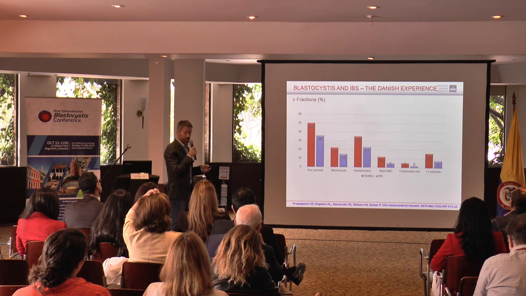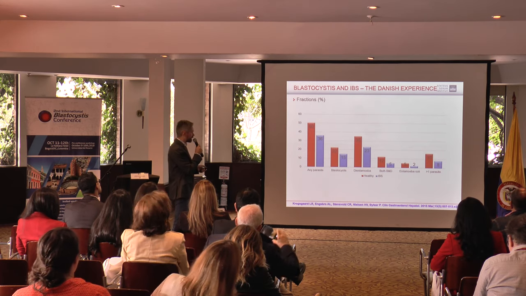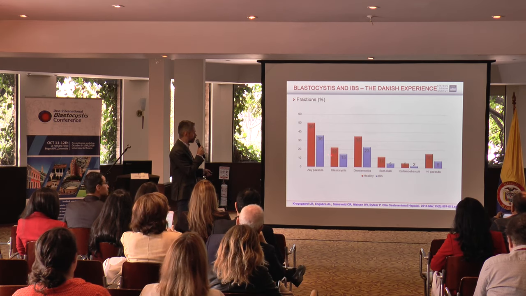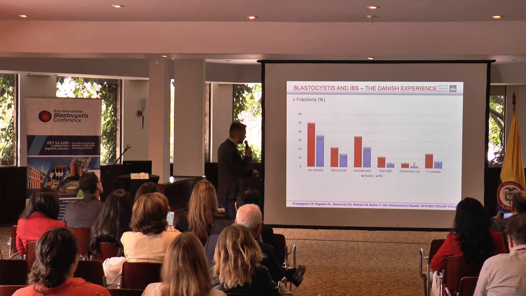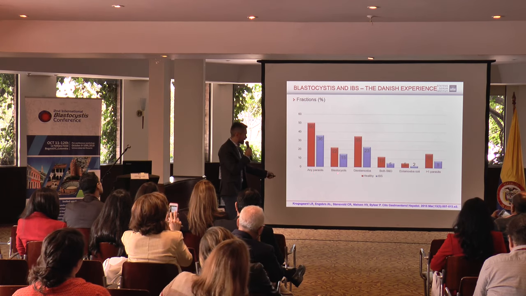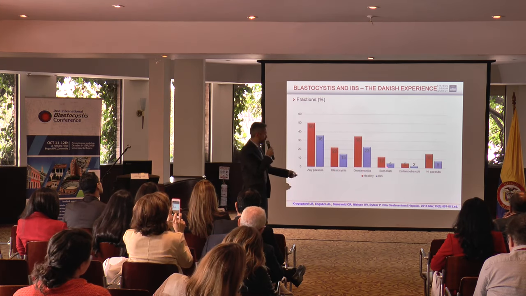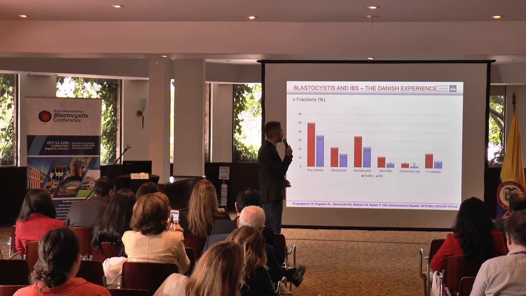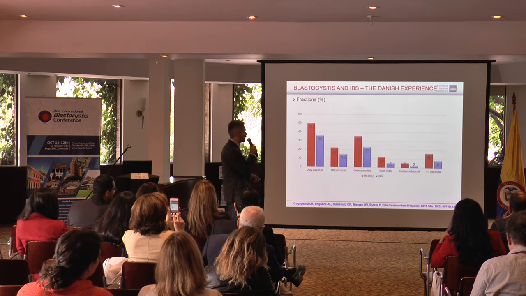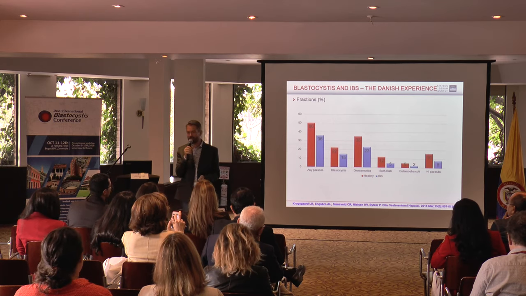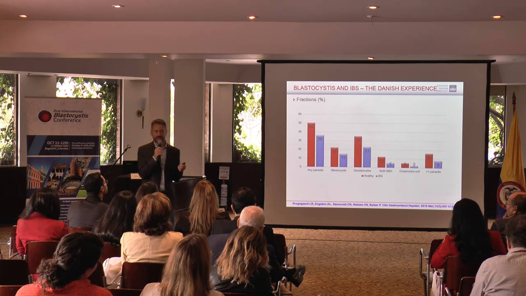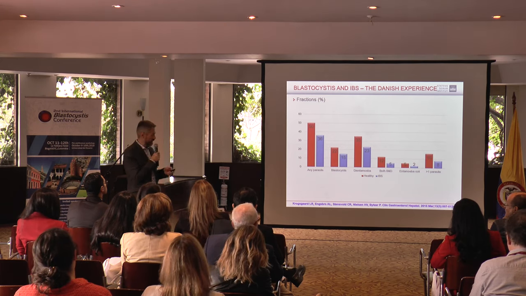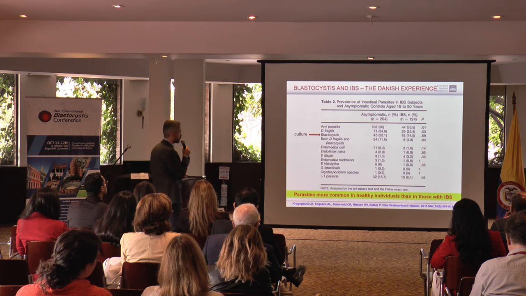I know this is maybe difficult for you to see down at the back, but the red columns here are healthy individuals and the blue ones are IBS. Here it says any parasite, Blastocystis, Dientamoeba, both Blastocystis and Dientamoeba, Entamoeba coli and more than one parasite. And you can see for all of them, you have a higher prevalence in the IBS patients than in the asymptomatic controls.